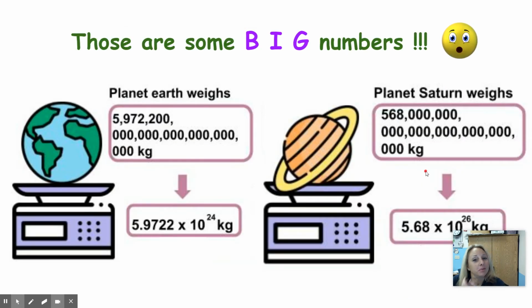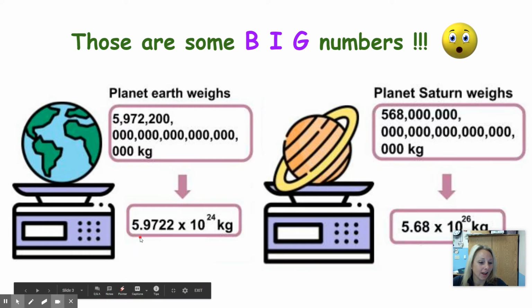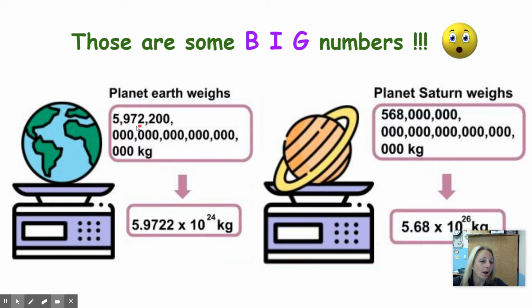So here are some examples of some really big numbers that would make scientific notation useful. The planet Earth weighs about this many kilograms, and that number written in scientific notation is 5.9722 times 10 to the 24th. Why the 24th? Well, the decimal point is currently here on the standard form number, right at the very end of it. And to make this number a number between 1 and 10, we need it to be right here, between the 5 and the 9.